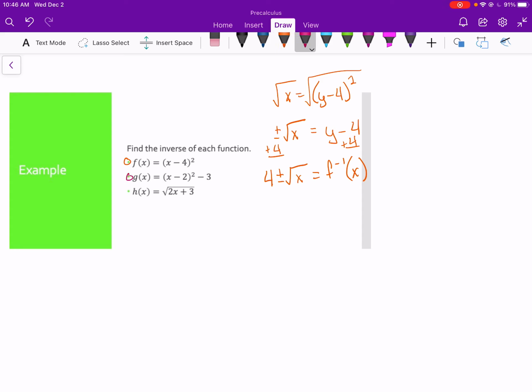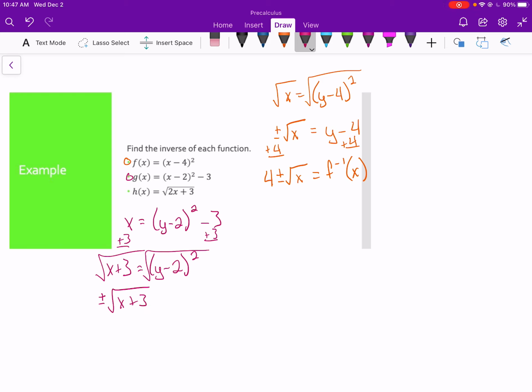Next one, for g, I'm going to switch x and y, so x equals y minus 2 squared minus 3. Add 3 to both sides: x plus 3 equals the quantity y minus 2 squared. Take the square root of both sides, so we have plus or minus the square root of x plus 3 equals y minus 2. Add 2 to both sides: 2 plus or minus the square root of x plus 3. And instead of y, I'm going to write g inverse.